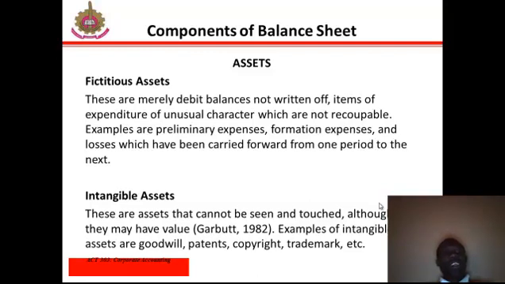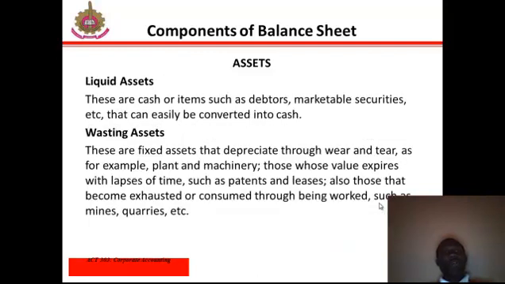Intangible assets. These are assets that cannot be seen and touched, although they may have value, according to Gabot 1982. Examples of intangible assets are goodwill, patents, copyright, trademark. Liquid assets. These are cash or items such as debtors, marketable securities that can easily be converted into cash.